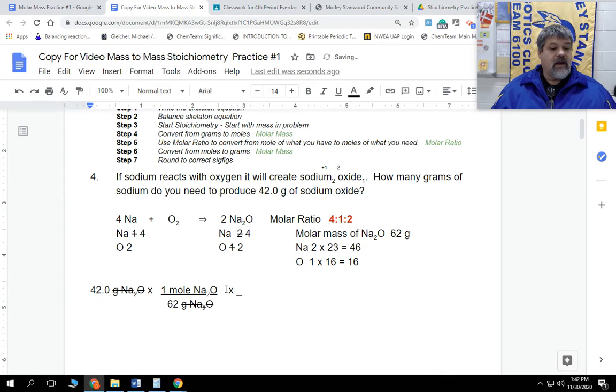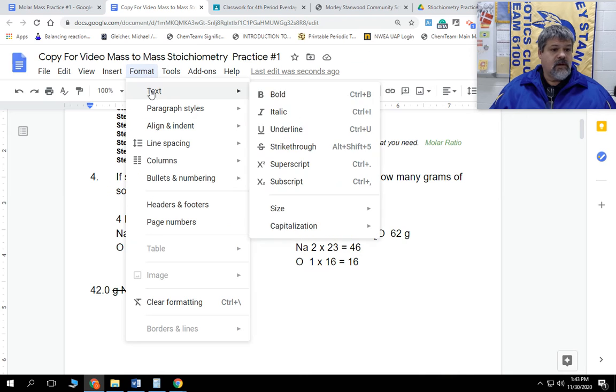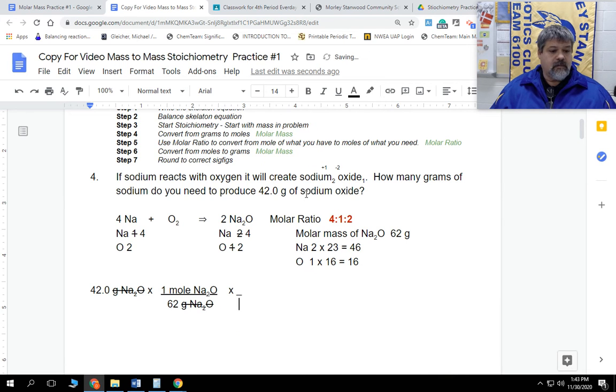Okay, and we're going to put on bottom. Now we have moles of sodium hydroxide. Now the only thing I have is 2 moles of sodium oxide equals 4 moles of sodium. So that's what we're going to do. We're going to go to the bottom, put this over here, and I am going to take that out of subscript or strike through, and we're going to put down 2 moles of sodium oxide.